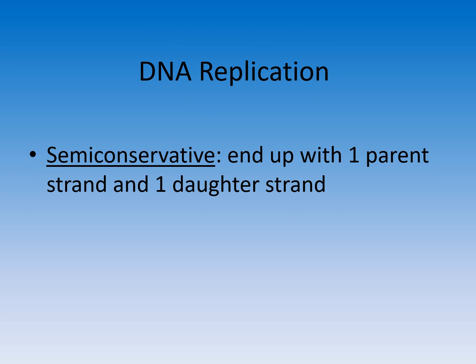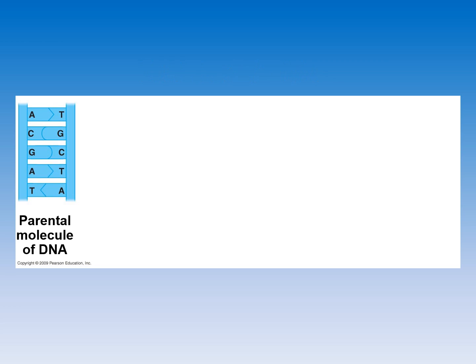DNA replication is known as semi-conservative. So what this means is that the DNA is going to separate. You're going to use each strand as a template. Do you end up with the two original strands going back together and the two brand new strands going together? No, you do not. What happens is it's semi-conservative, meaning that you end up with one original parent strand and one of the new daughter strands.